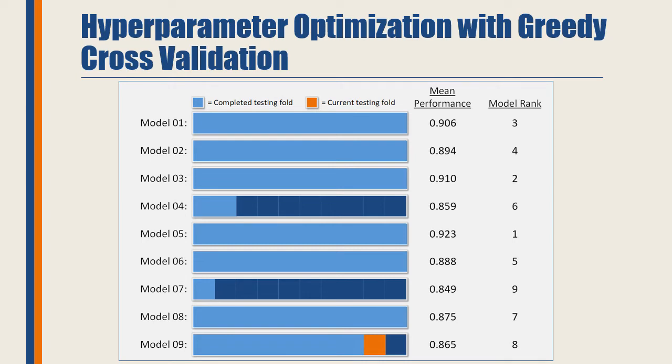Theoretically speaking, with standard cross-validation, we should identify the best candidate model on average after evaluating 50% of the search space. With greedy cross-validation, however, we will, on average, identify the best candidate model much sooner.